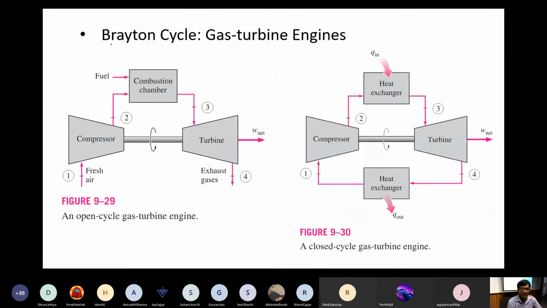Now in this class I'm going to talk about another cycle that is widely used in gas turbine engines and jet engines. But calling this a jet engine is slightly off, because jet engines use a nozzle instead of a turbine. But more or less it follows this Brayton cycle also. Okay.